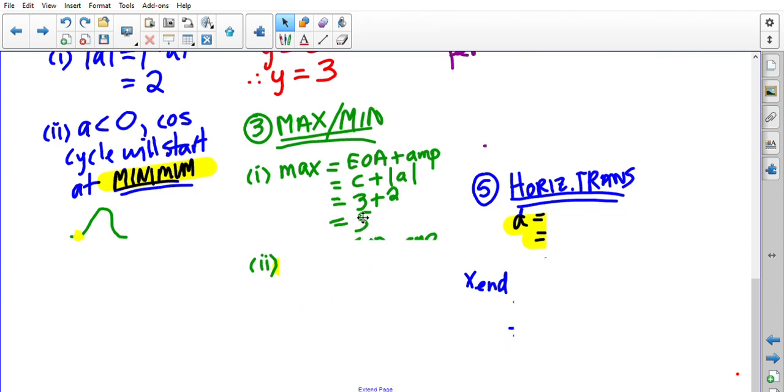So now I know how far up I'm going to go, so that means I know this point here is going to be 5 in terms of the y-coordinate.